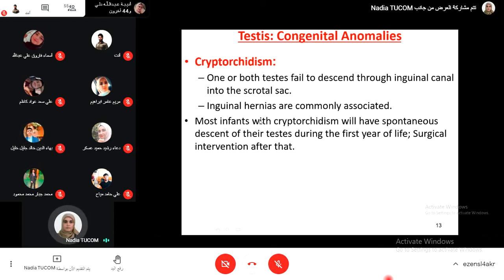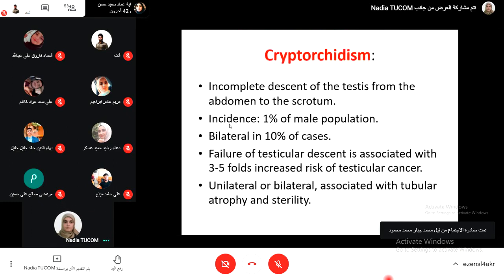What do you expect about cryptorchidism? Is it more common with immature childbirth or a child with low birth weight? Logically, it is more common in an immature baby or low birth weight baby.